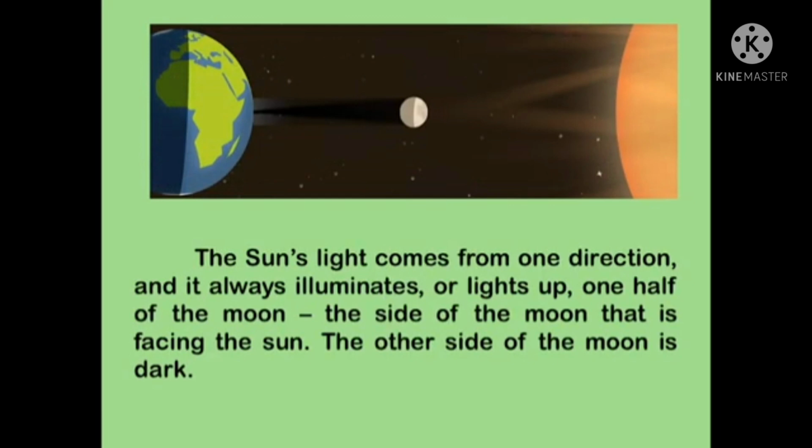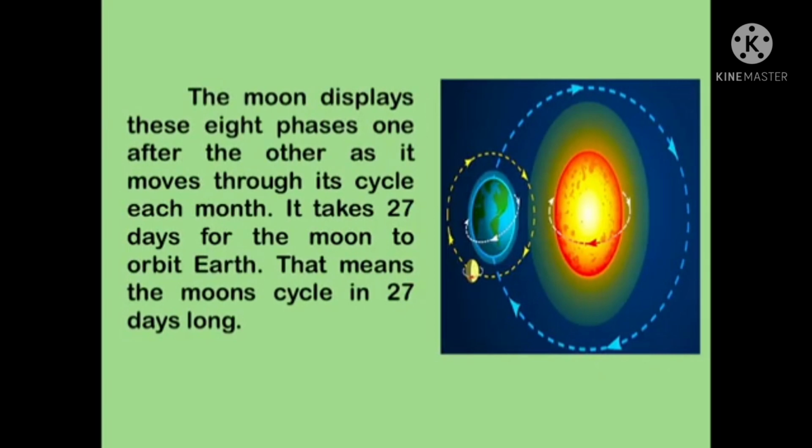The sun's light comes from one direction, and it always illuminates or lights up one half of the moon, the side of the moon that is facing the sun. The other side of the moon is dark. The moon displays these 8 phases, one after the other, as it moves through its cycle each month. It takes 27 days for the moon to orbit Earth. That means the moon cycle is 27 days long.